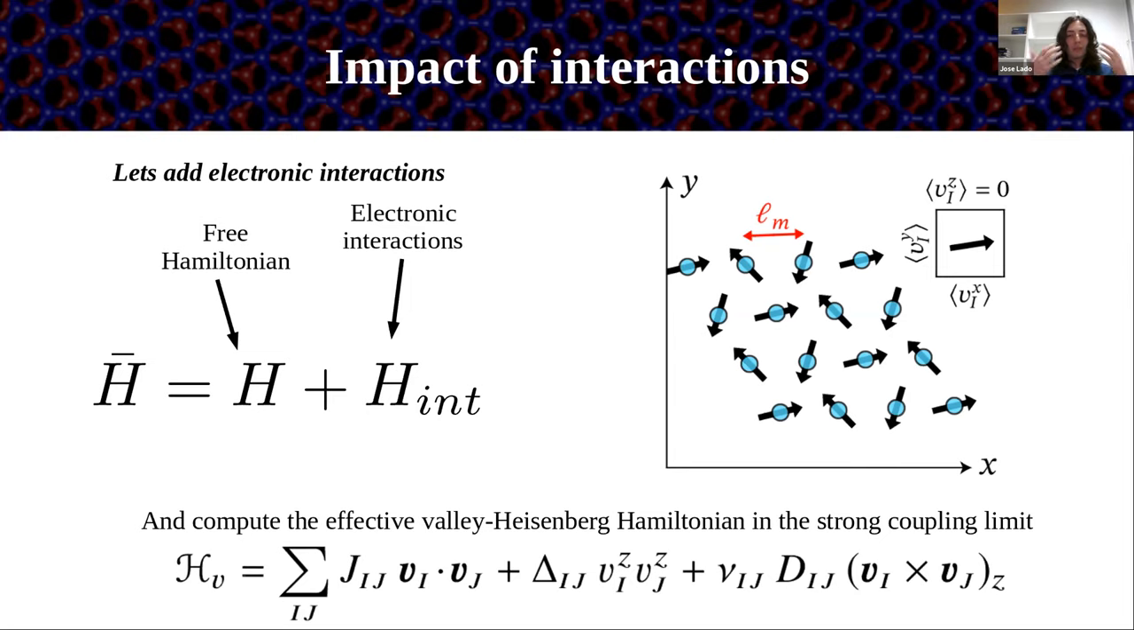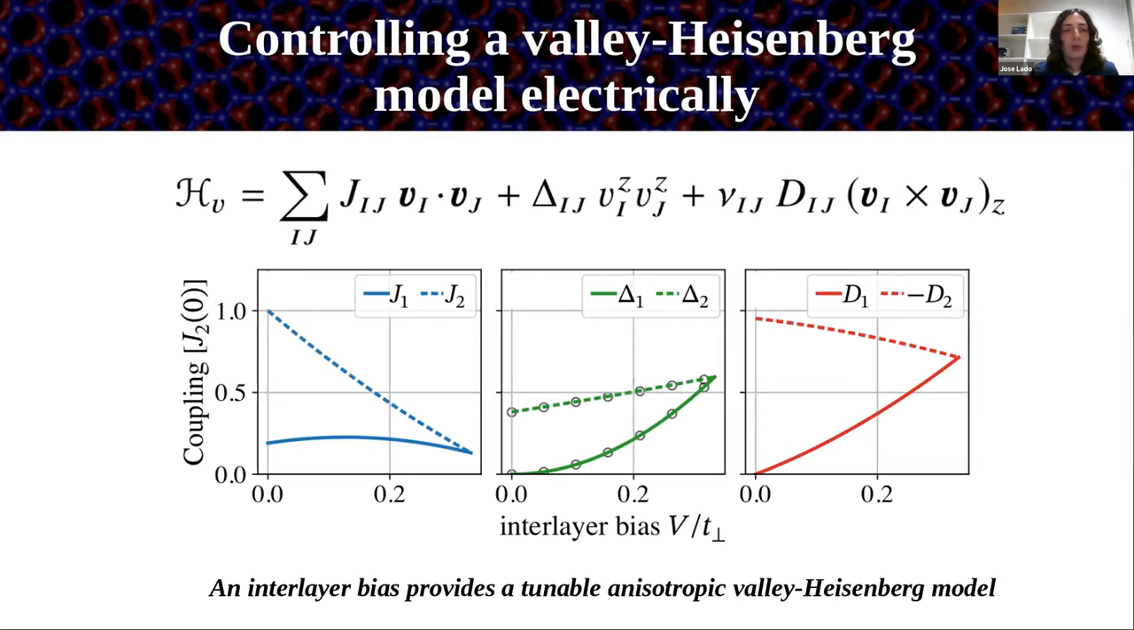And of course, the simplest parameter to tune in a twisted 2D material is the bias between the layers. So we see how these different parameters change with the bias between the layers, and we actually observe that we essentially realize a frustrated valley Heisenberg model whose interactions we can effectively control with the interlayer bias. And the important thing to note here is that the change in numbers that we can get with realistic interlayer bias are remarkable.